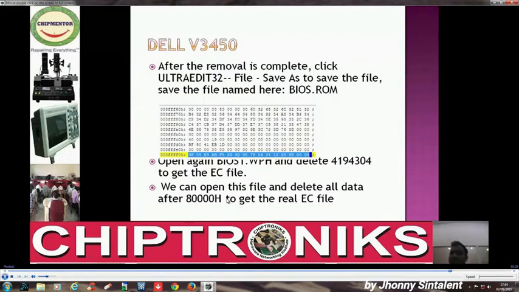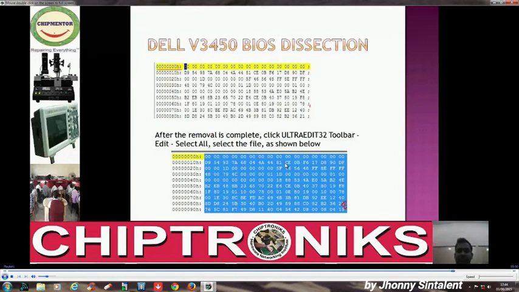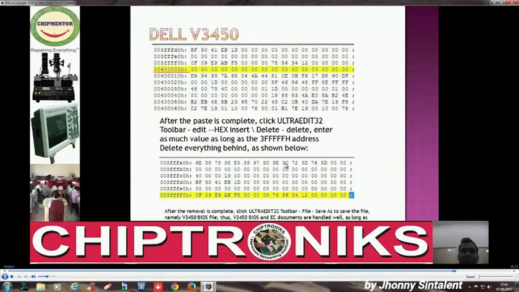Now we have to change this system bios.rom, because we have to make it EFI compatible. So we'll open the system bios.rom and delete 1572864 bytes of data. We'll select the remaining and open the original BIOS chip. We go to 18000H and paste it. Our cursor will go down over here. We'll delete the remaining, and this will be our 4 MB system BIOS chip.